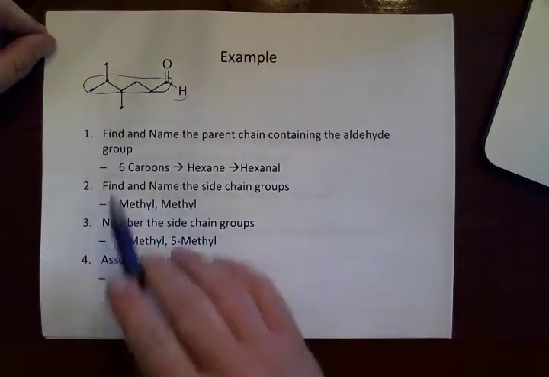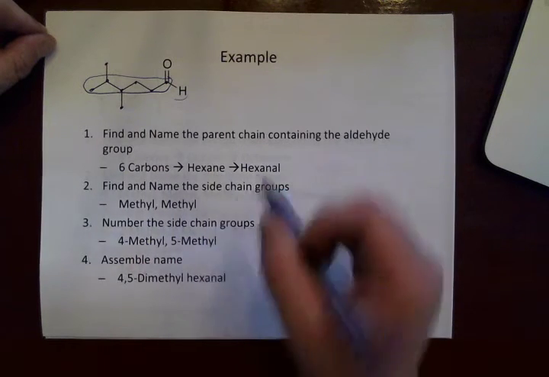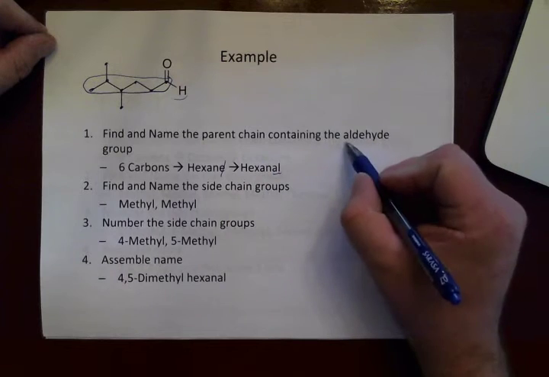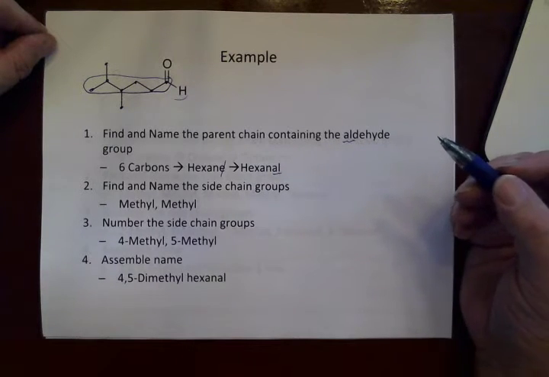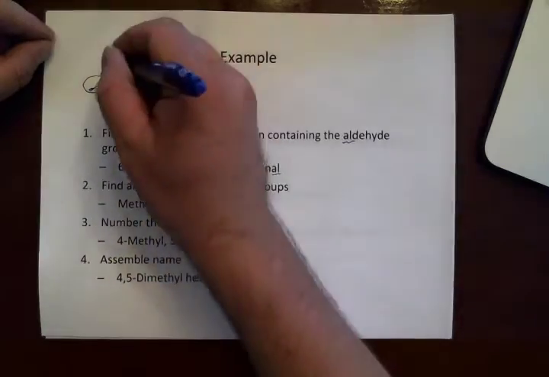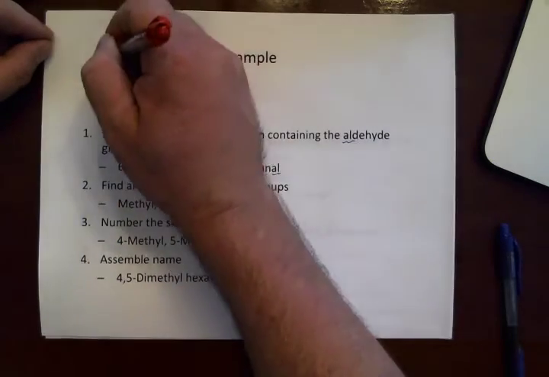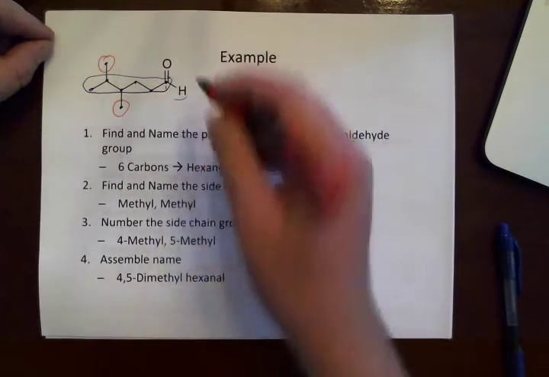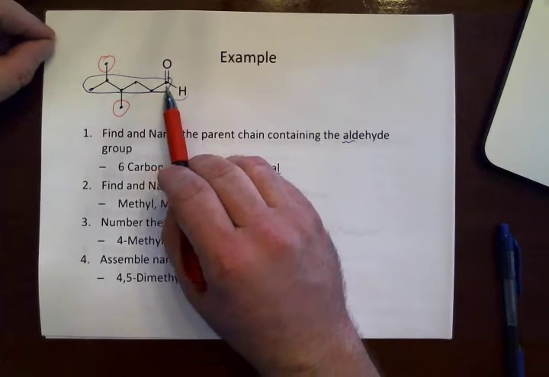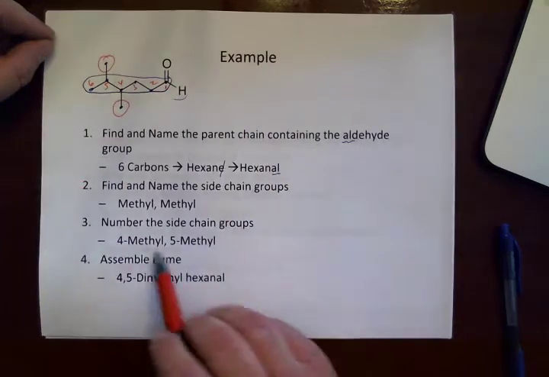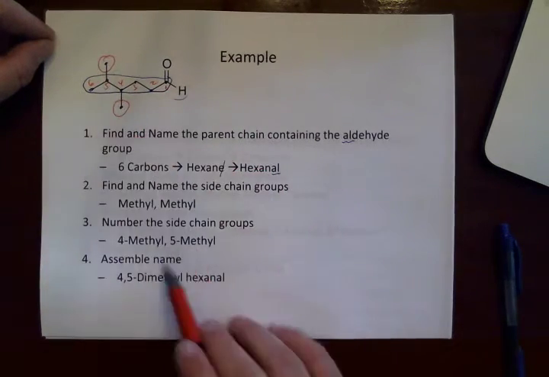So 6 carbons, so it becomes hexane. You take off the E, and for the aldehyde you use the AL, so it becomes hexanal. You have the 2 methyl groups for your side chains. Carbon 1 is where the aldehyde is: 1, 2, 3, 4, 5, 6. So it becomes 4-methyl, 5-methyl here.